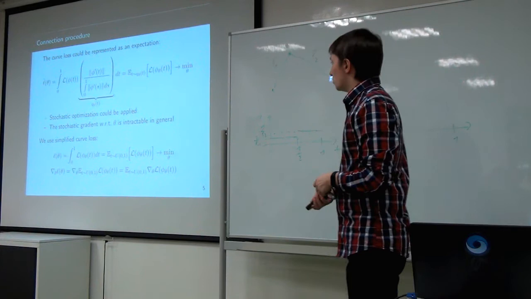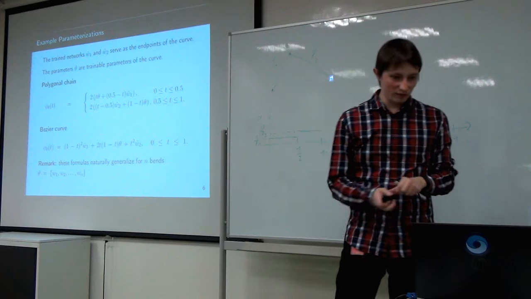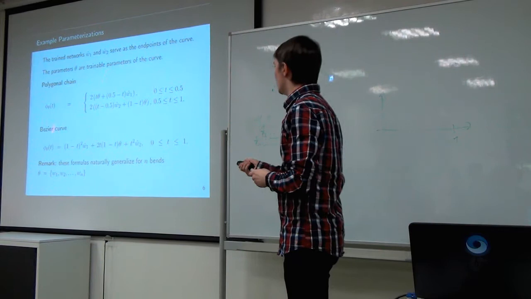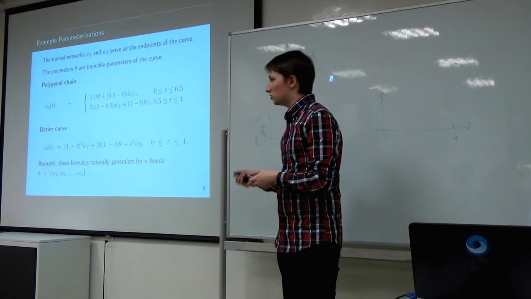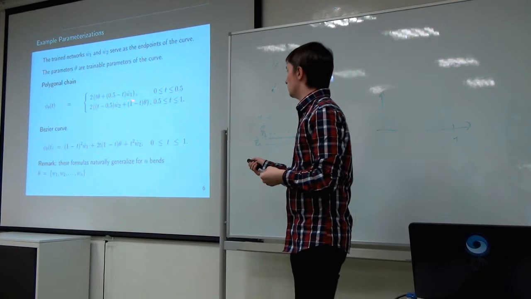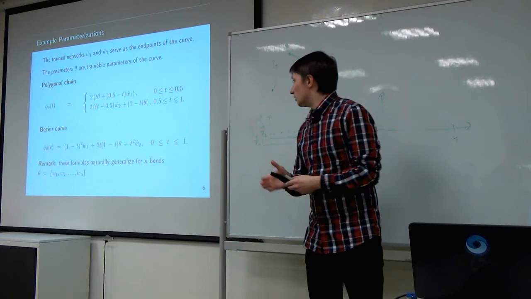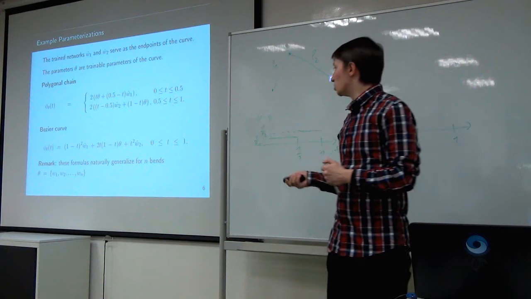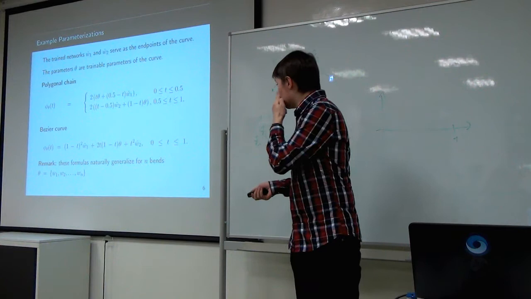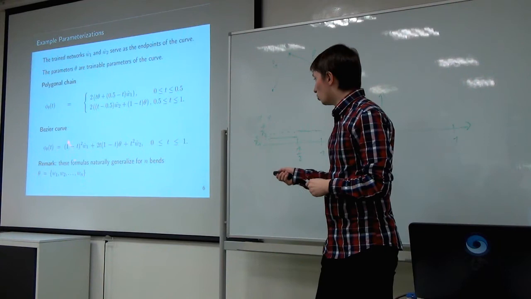So now let's talk about the parameterization. If we don't want to use the line segment, we can use a polychain. This is just a chain of two line segments. It's the simple case. To define this curve, we have to specify 3 points in the weight space: 2 endpoints, W1 and W2, and 1 intermediate point, theta. And another useful parameterization is the Bezier curve, which provides us a way to define a smooth curve in the weight space. In the simple case of the quadratic Bezier curve, we need to define 2 endpoints, W1 and W2, and some intermediate point, theta.